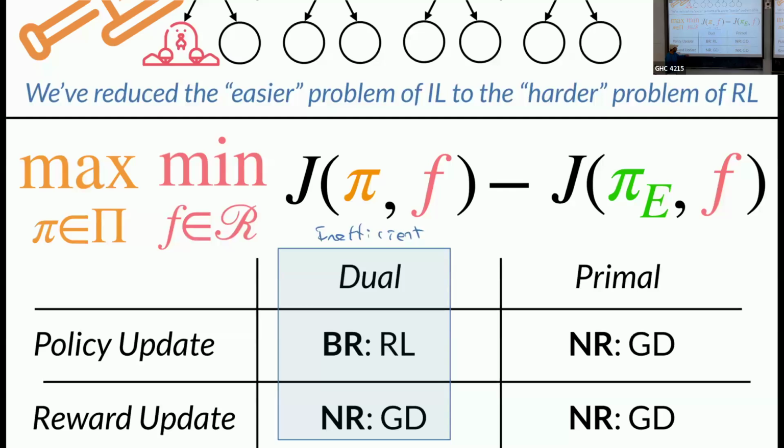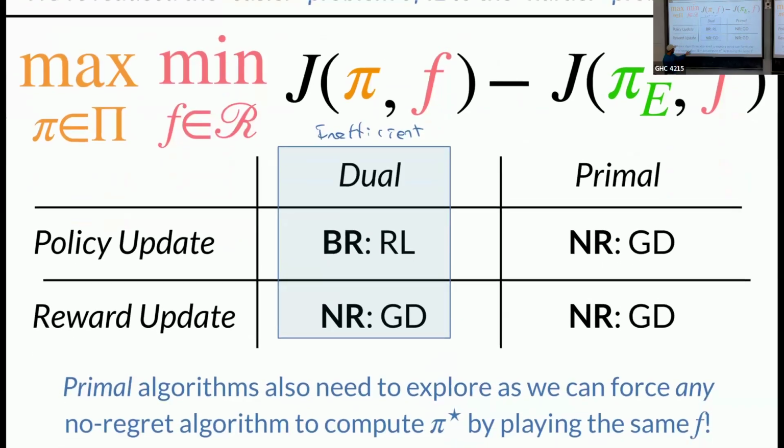So this is actually not an issue with the fact that we're doing a dual algorithm here versus a primal algorithm here. Regardless of whichever way you're solving this game, you still, in the worst case, do need to solve a global exploration problem. So maybe to put that in words: primal algorithms also need to explore, as we can force any no regret algorithm to compute pi star by playing the same f over and over again. And this is also not a property of gradient descent in particular or any particular no regret algorithm. Any no regret algorithm I can use to compute a best response.